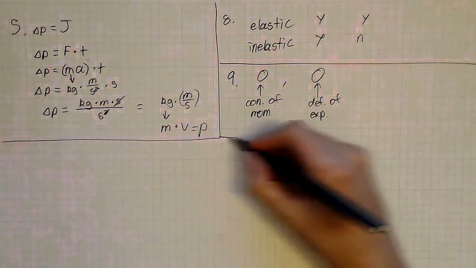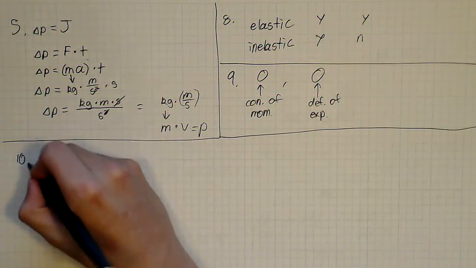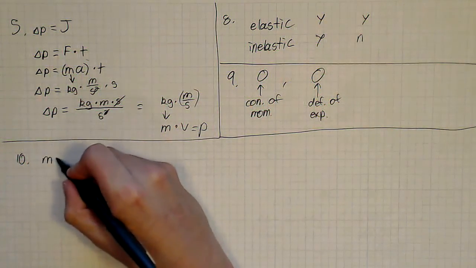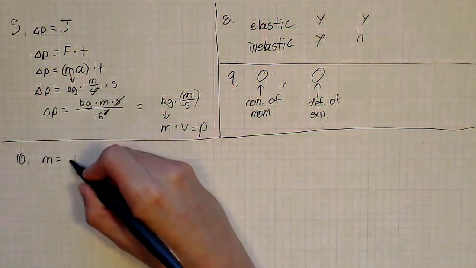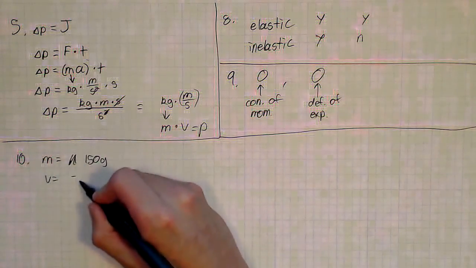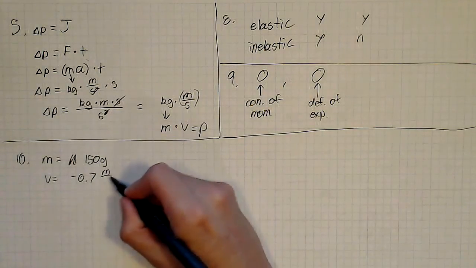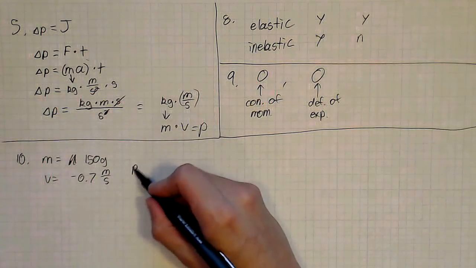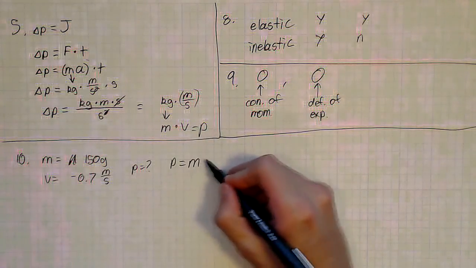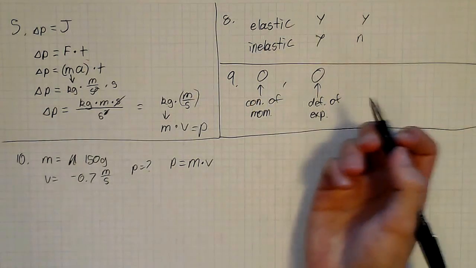The next question is question 10, which says, the mass of a toy train engine is 150 grams. It travels along a straight section of track with a velocity of negative 0.7 meters per second. What is the momentum of the toy train engine? So let's see, they've given us m is equal to 150 grams, and v is equal to negative 0.7 meters per second. And they want to know momentum. We know, as we've said several times before, that momentum is equal to mass times velocity. And we know our mass.